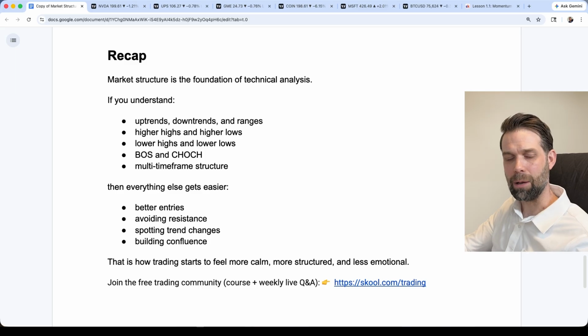And one thing that I would recommend is that when you start learning market structure, you really need to start practicing it. You need to look at some charts, be able to label those things that we talked about: the higher highs, the higher lows, the lower highs, the lower lows, and then label breaks of structure, label changes of character, and so on.